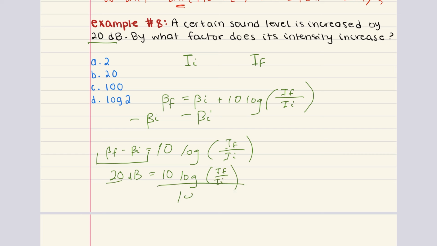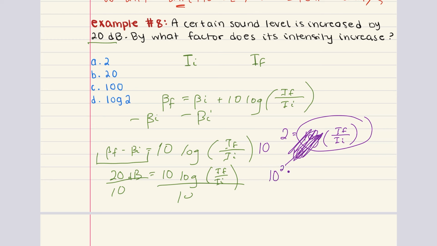We're going to divide both sides by 10, and that gets us 2 is equal to log final intensity over initial intensity. Now to get rid of this log, we're going to set 10 raised to all of this on one side, and we're going to do the same thing to the other side. This gets rid of our log on the right side of our expression. And now what we have is 10 raised to the power 2, which is equal to 100. That's equal to our final intensity over our initial intensity.